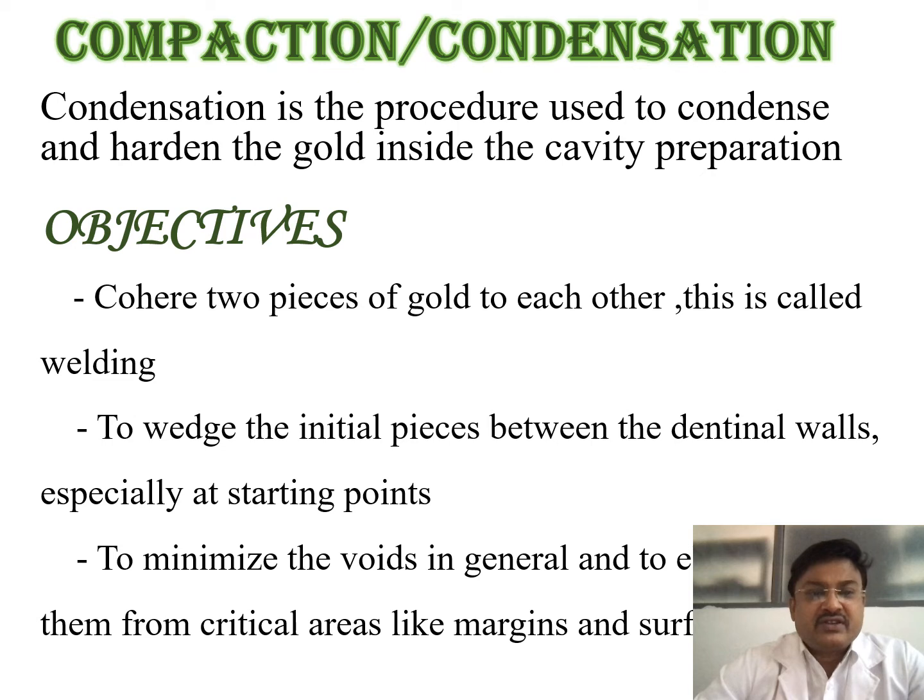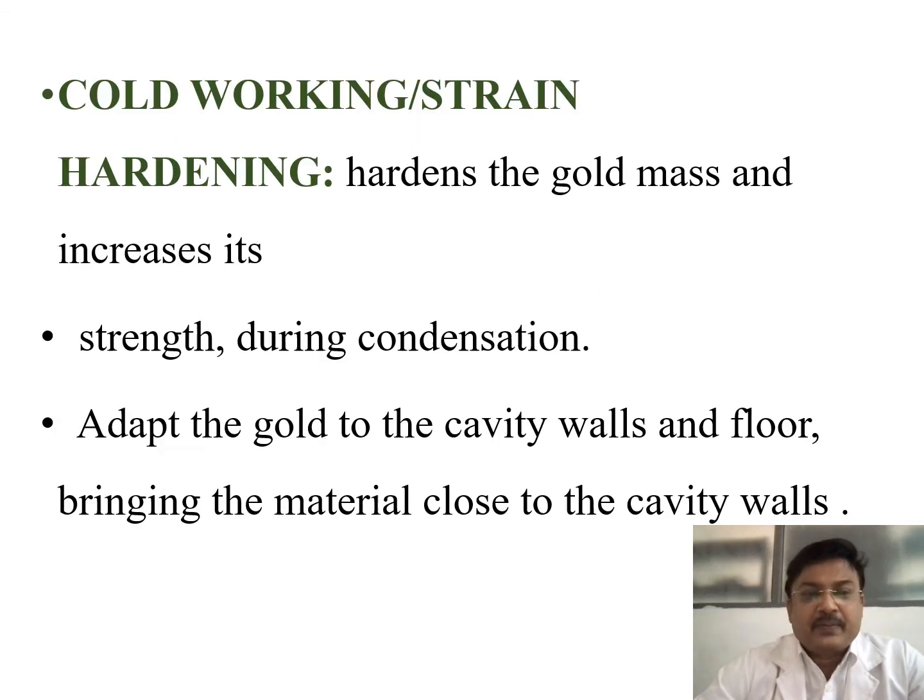The objectives: cohere two pieces of gold to each other. This is called welding. To wedge the initial pieces between the dentinal walls, especially at starting points, to minimize the voids in general, and to eliminate them from the critical areas like margins and surfaces. Cold working or strain hardening hardens the gold mass and increases its strength during condensation. Adapt the gold to the cavity walls and floor, bringing the material close to the cavity walls.